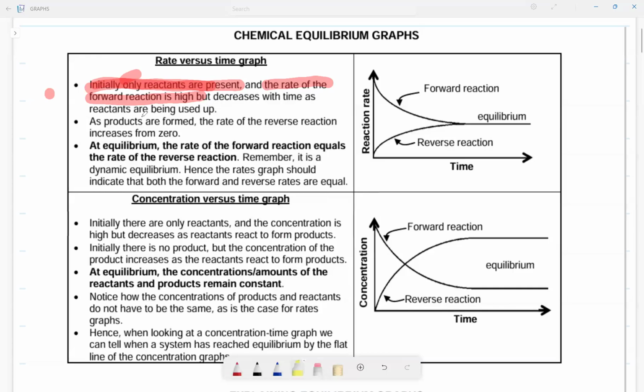But it decreases with time as reactants are being used. Yes, indeed, the rate will not be high forever. Why? Because as time goes on, the reactants are being used up. Then the rate becomes slow and eventually comes to a stop. So this is what is explained here by the graph.